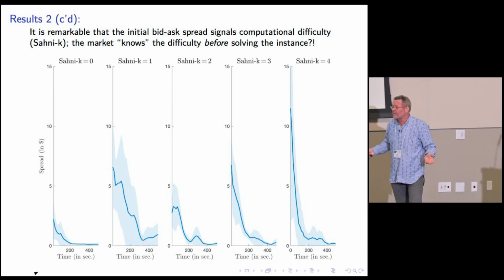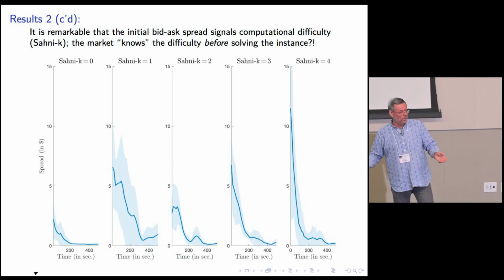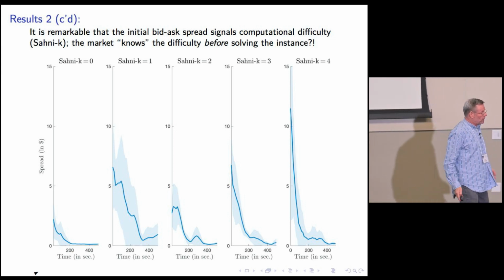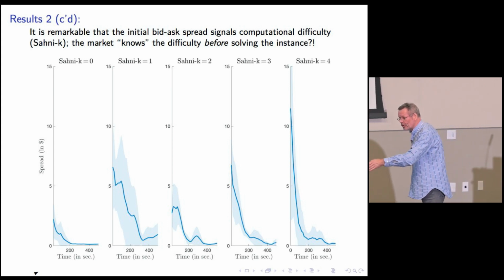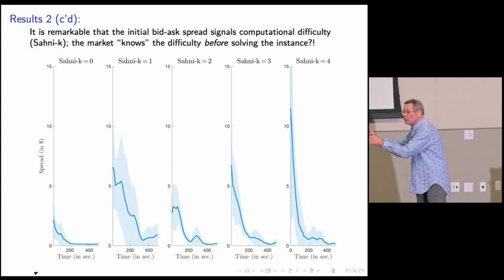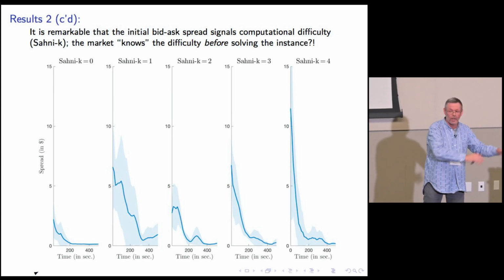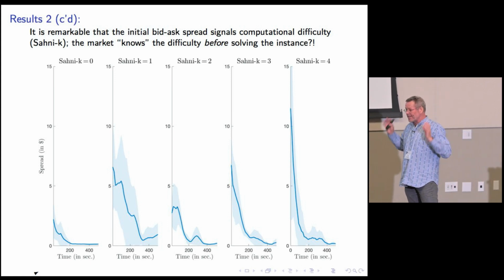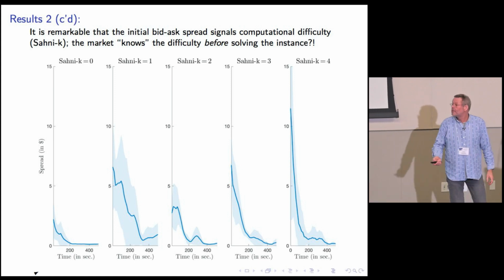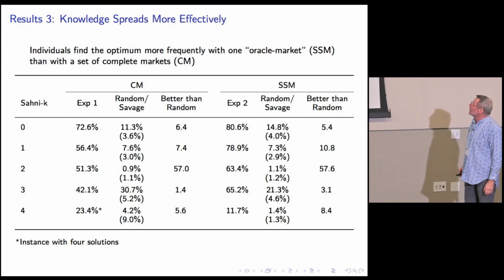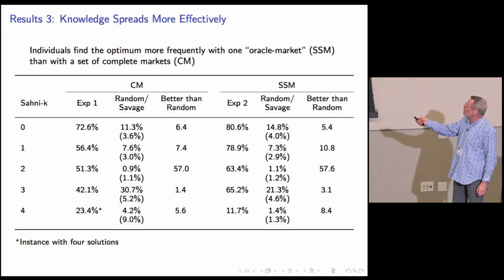Markets sense difficulty. If you were to be able to, when a container ship comes in the harbor in Antwerp, and if beforehand you could say, this is a very difficult one, use that algorithm as opposed to the greedy algorithm, they would win. They would actually save an enormous amount of time. All right. Knowledge spreads more effectively.